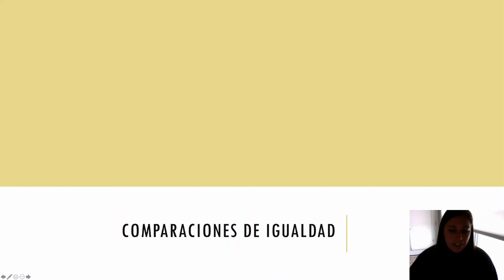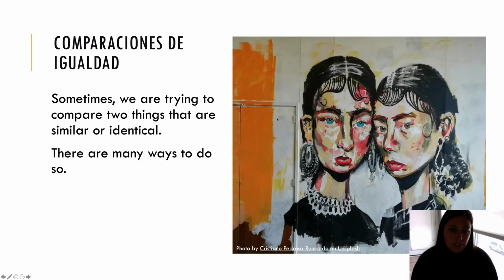Ahora hablamos de comparaciones de igualdad. Sometimes we are trying to compare two things that are similar or identical. This is obviously different from what we talked about before when we were talking about inequality, superiority, inferiority. There are many ways to talk about equality in Spanish.